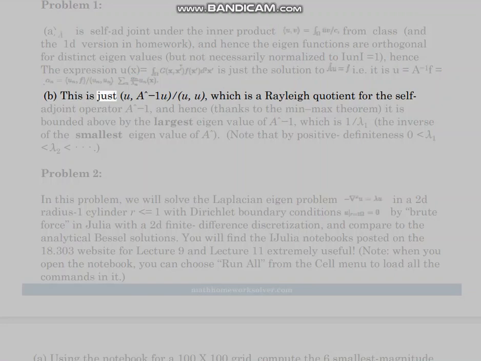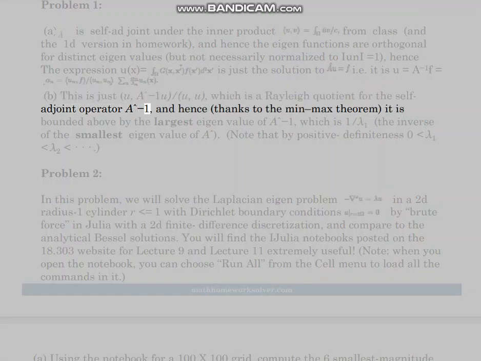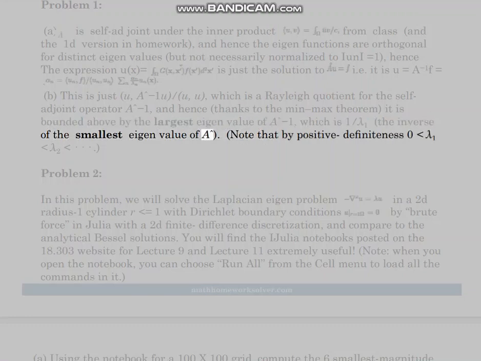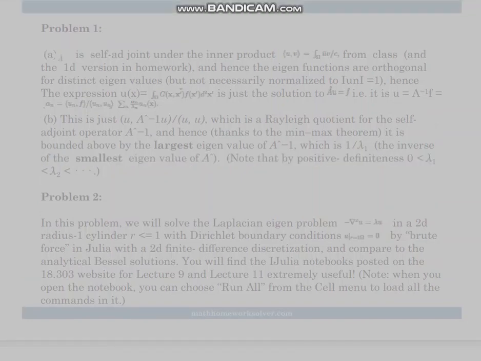B. This is just ⟨u, A⁻¹u⟩/⟨u, u⟩, which is a Rayleigh quotient for the self-adjoint operator A⁻¹, and hence, thanks to the min-max theorem, it is bounded above by the largest eigenvalue of A⁻¹, which is 1/λ1, the inverse of the smallest eigenvalue of A. Note that by positive definiteness 0 < λ1 < λ2.